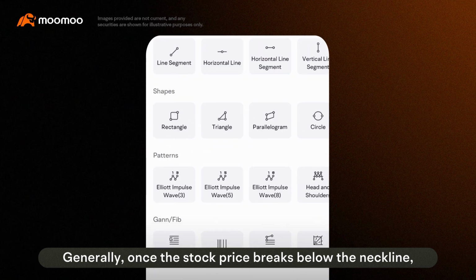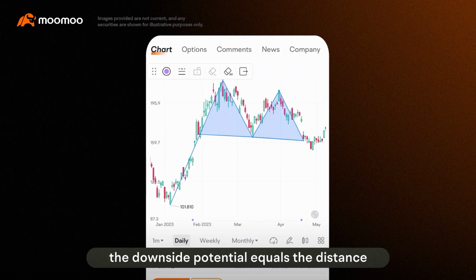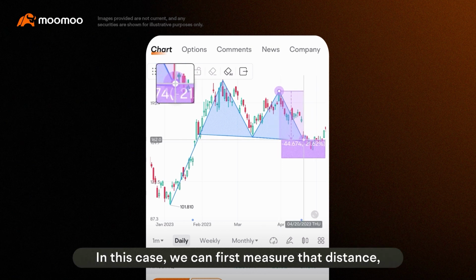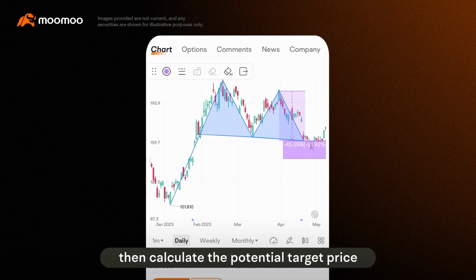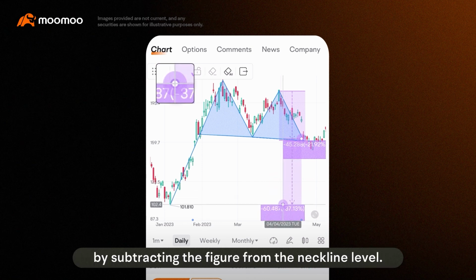Generally, once the stock price breaks below the neckline, the downside potential equals the distance between the neckline and a high. In this case, we can first measure that distance. Then, calculate the potential target price by subtracting the figure from the neckline level.